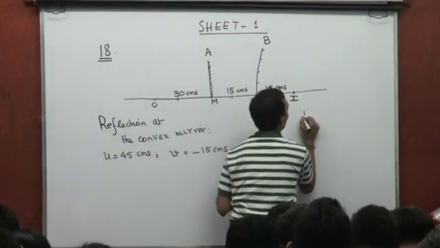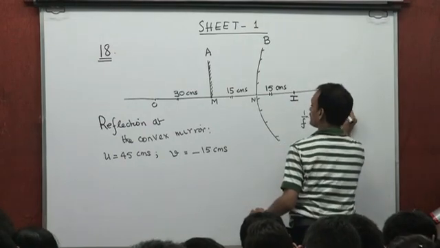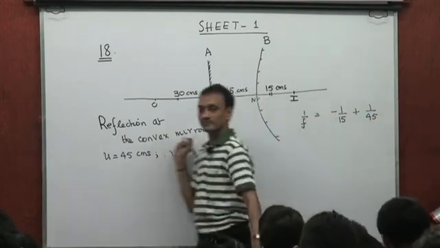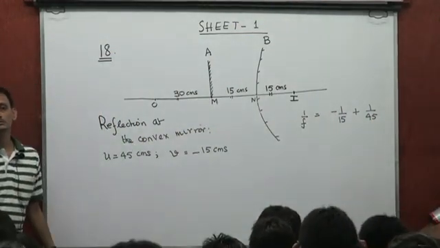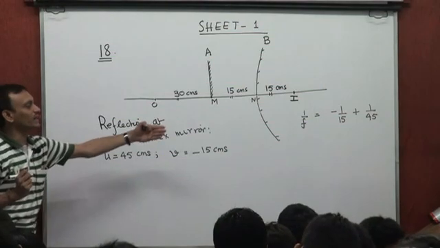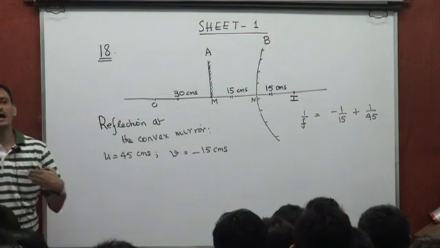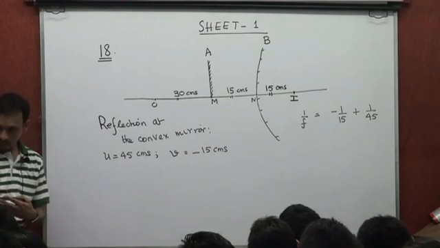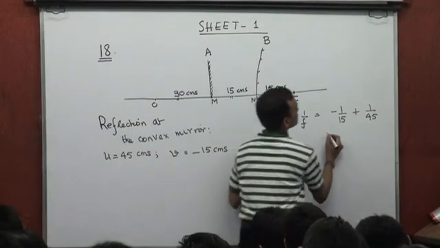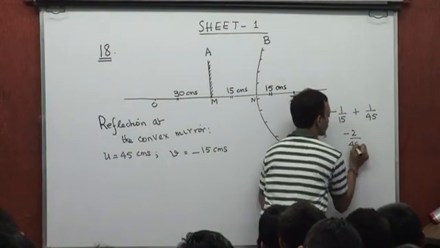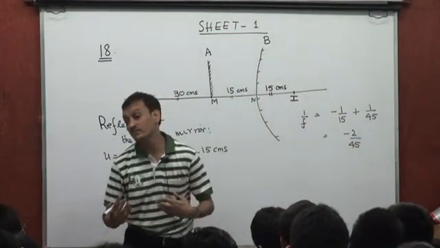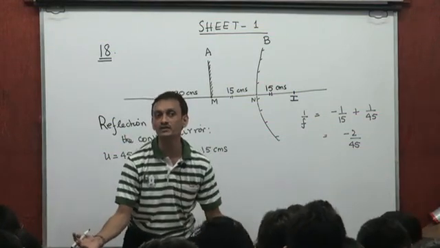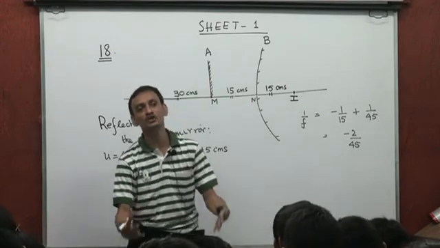So for the mirror, 1 by F is 1 by V, which is minus 1 by 15, plus 1 by U, which is 1 by 45. Yes or no? So that will give you the focal length. Multiply by 2 to get the radius of curvature. So this is minus 3 plus 1, minus 2 by 45. So focal length is minus 45 by 2 centimeters. Algebraic radius of curvature is minus 45 centimeters. That means the magnitude of the radius of curvature is 45 centimeters.